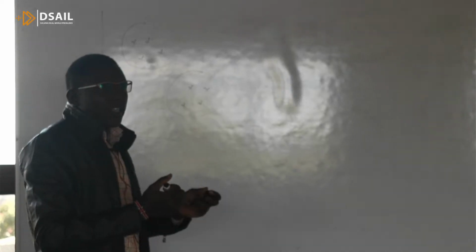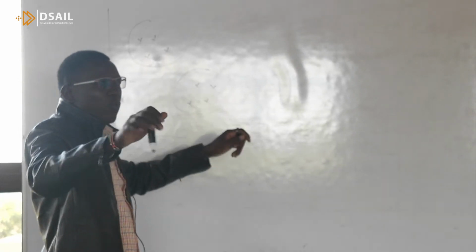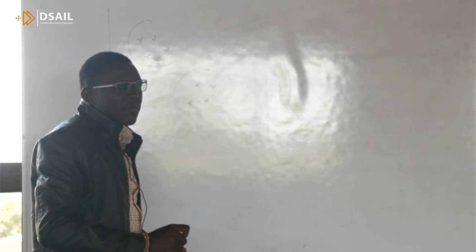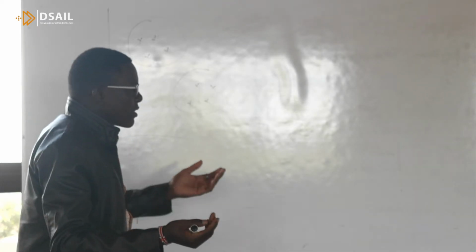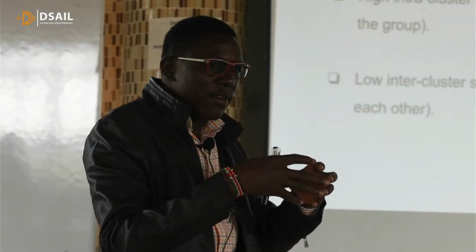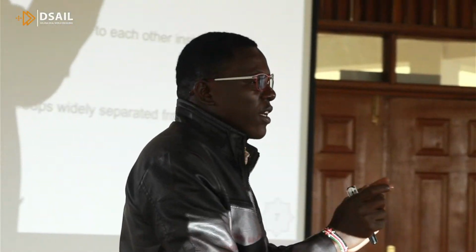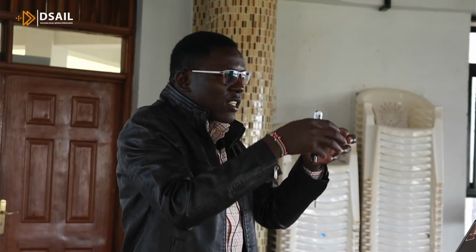So the similarity between these should be very high, and the difference between the two clusters should also be high. So what we are saying is that the data points within a similar cluster, the distance between them should be very low. That's what we call high intra-cluster similarity and low inter-cluster similarity. So these clusters should totally be different from each other, but the data points inside the cluster should be as close as possible.